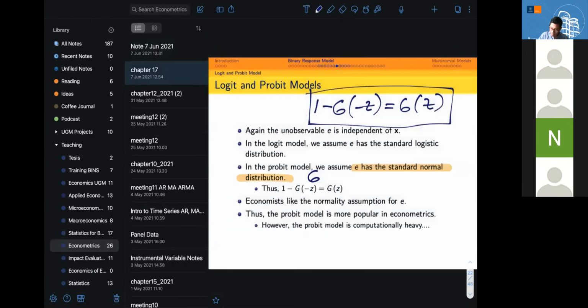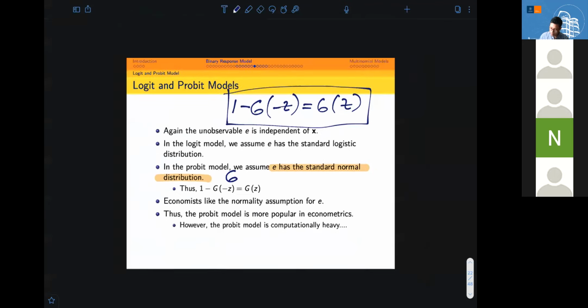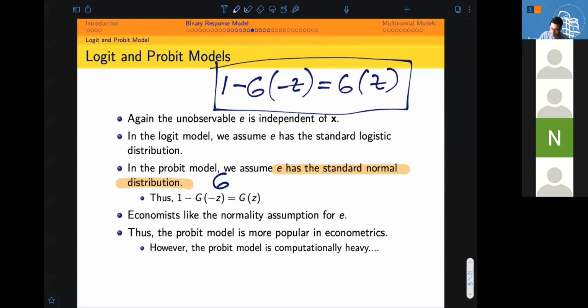All right, so I guess we can continue. Economists like the normality assumption for e. That is why the probit model is going to be more popular in econometrics. When you ask whether the results from the Logit model and probit model will be the same, the answer is no. Estimation using Logit and using probit is going to yield different results, although not significantly.